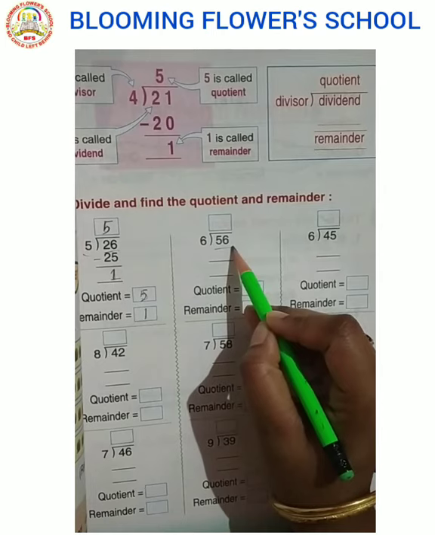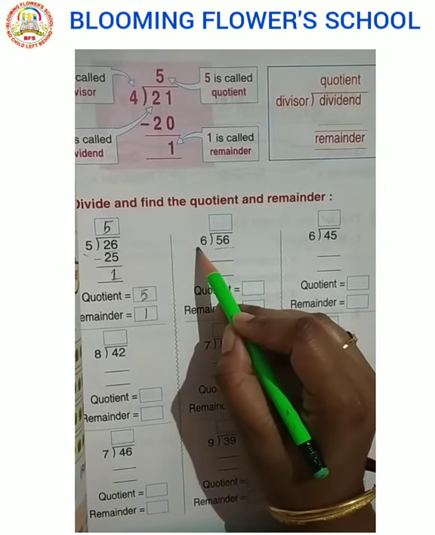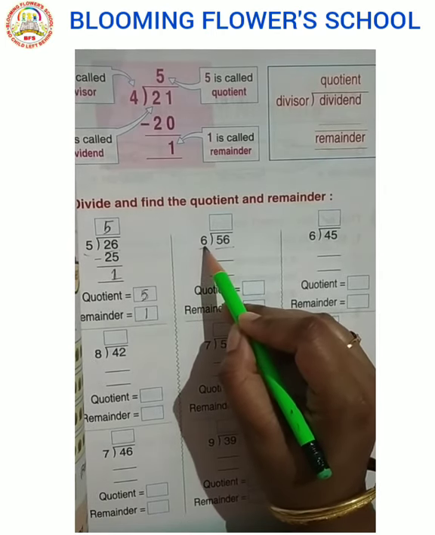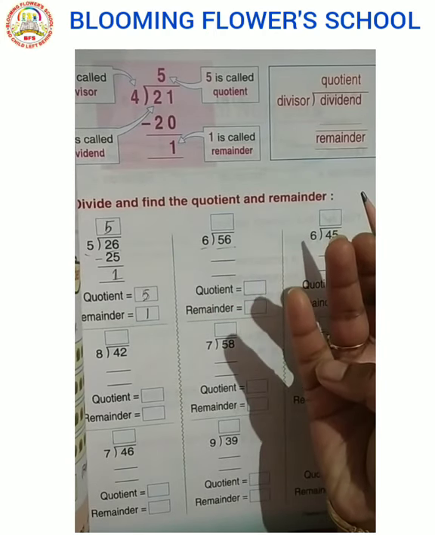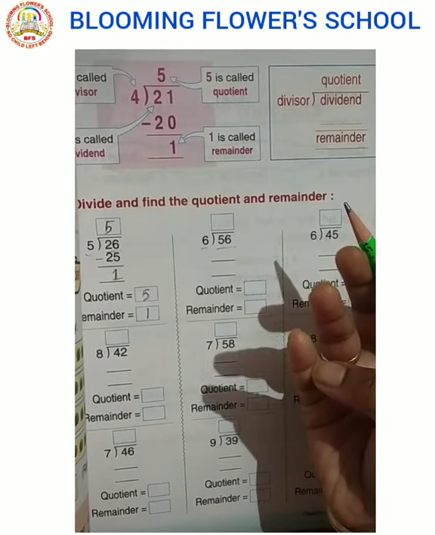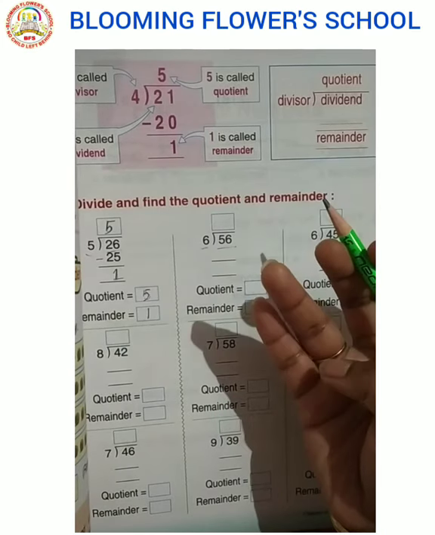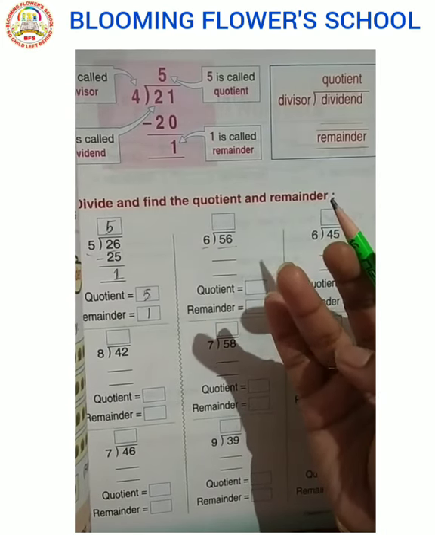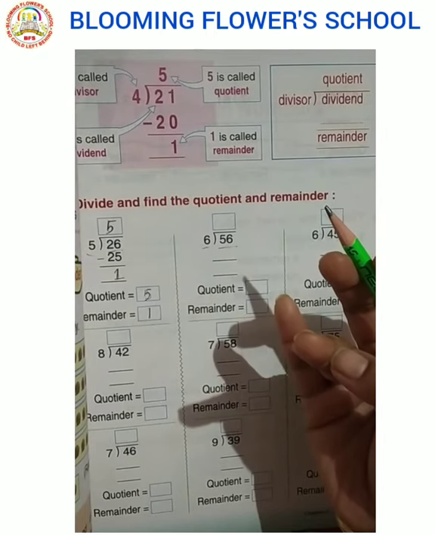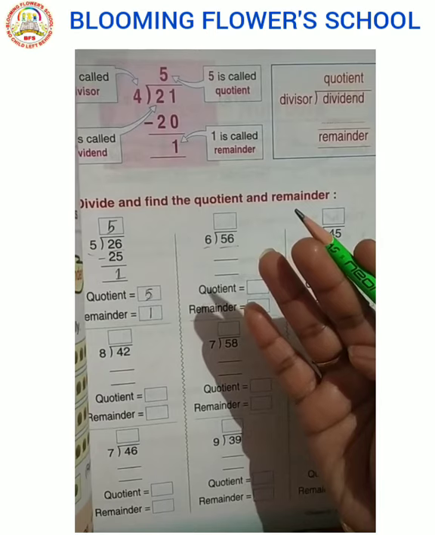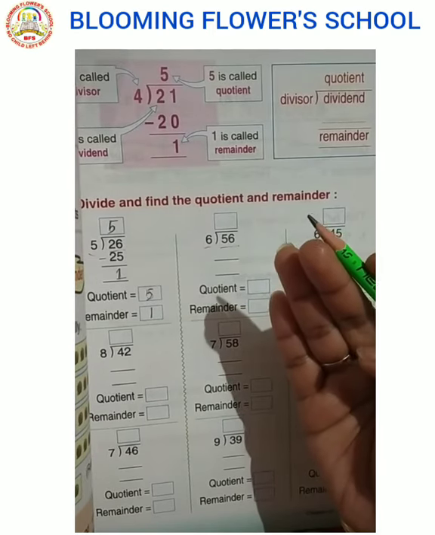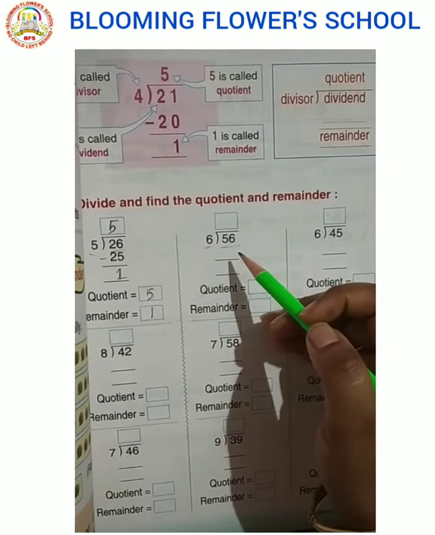56 is a dividend that we need to divide by 6. That is, 6 is the divisor. So let's go. 6 ones are 6, 6 twos are 12, 6 threes are 18, 6 fours are 24, 6 fives are 30, 6 sixes are 36, 6 sevens are 42, 6 eights are 48, 6 nines are 54, 6 tens are 60. 60 is more than 56.